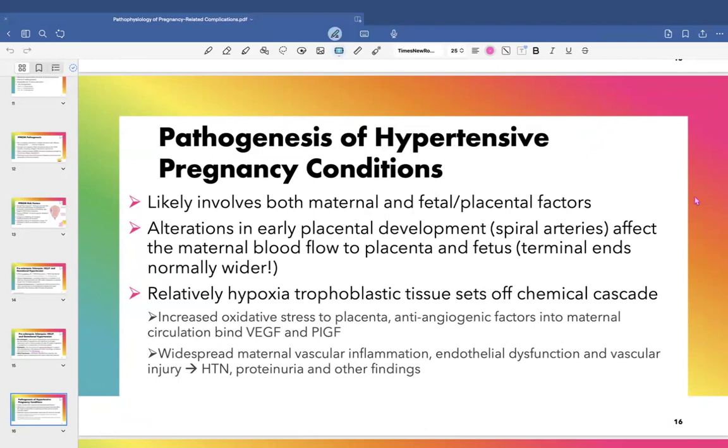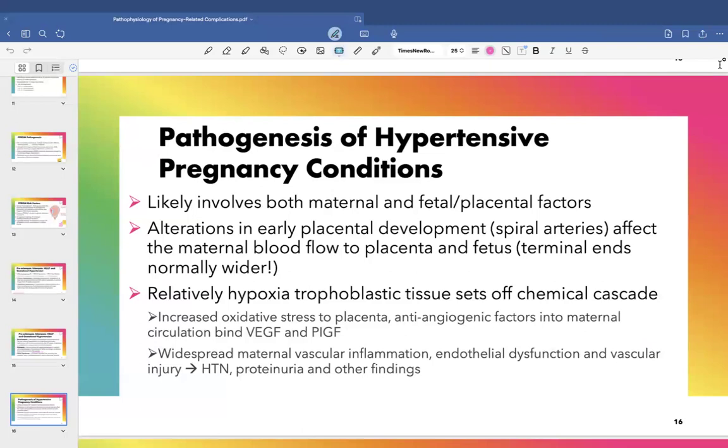And so when you get restricted flow, the trophoblastic tissues that are in there are going to experience a relative hypoxia because of the decreased flow and narrowed arteries. Okay, and that hypoxia is going to set off this chemical cascade. And so essentially it's oxidative stress to the placenta. You have anti-angiogenic factors that are going to bind with VEGF and PlGF, which are going to inhibit the formation of more vessels. There are a lot of inflammatory changes that are going to occur, causing endothelial dysfunction.